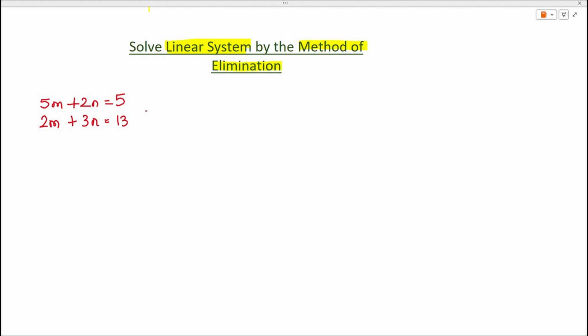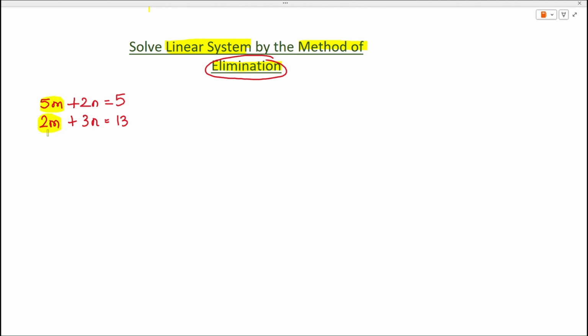In this linear system, you can see that none of the variables are without a coefficient. So they all have a coefficient other than 1. So it is not easy to isolate a variable and go ahead with the method of substitution, and that's the reason we'll use the method of elimination over here. Now to do that, we need to eliminate either m or n. So let us try eliminating m.